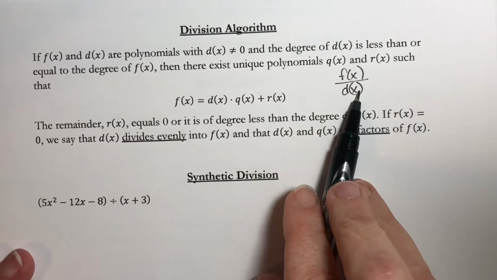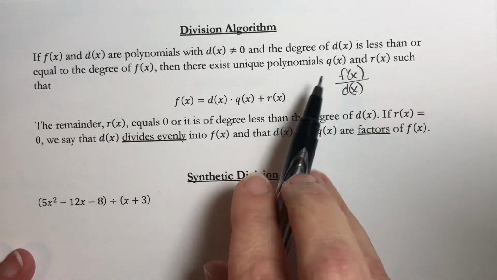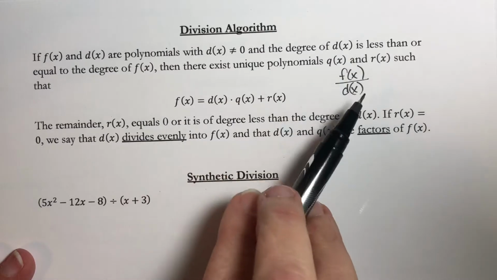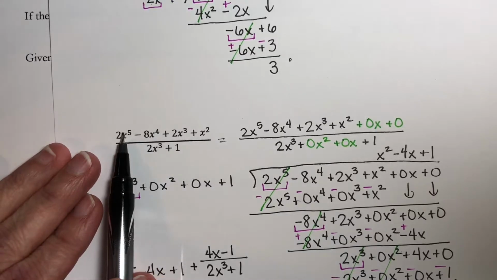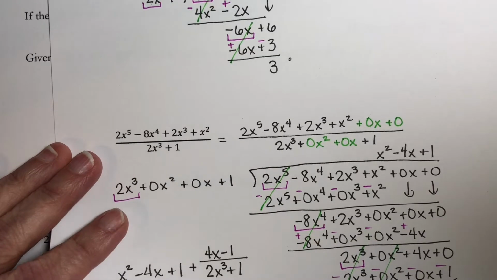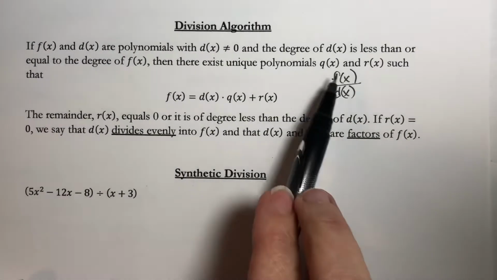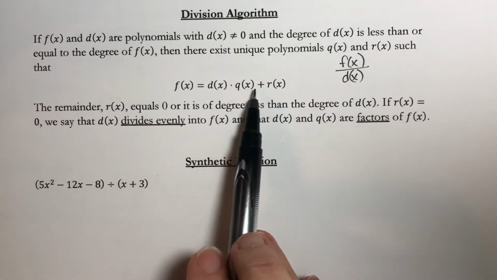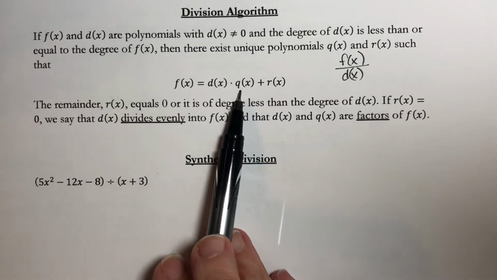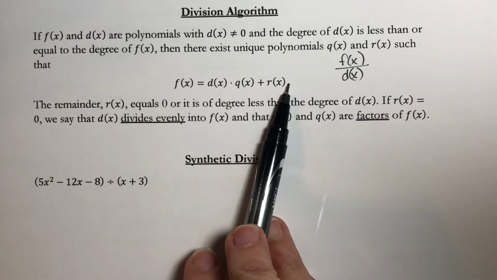And the degree of this is less than or equal to the degree of this. So our top degree is smaller than our bottom degree. And if you look back to the problems we were doing, the top degree and the bottom degree. Okay, so this degree is bigger than this one. Then the q of x is the quotient, and the r of x is the remainder.